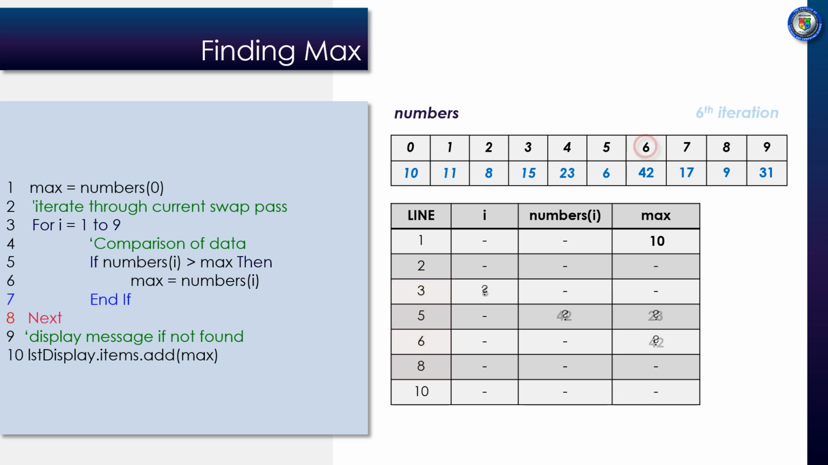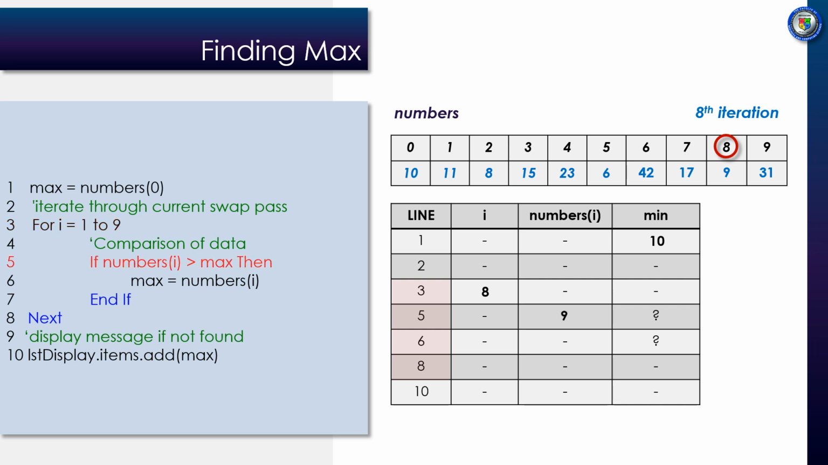And again, another iteration, incrementing i to 7, checking our condition, numbers[i] being the value 17. If it's greater than max, which is 42, which is not, therefore this condition is not met. So at line 6, the value inside our variable max remains at 42 before another iteration of our loop, incrementing i again to 8.